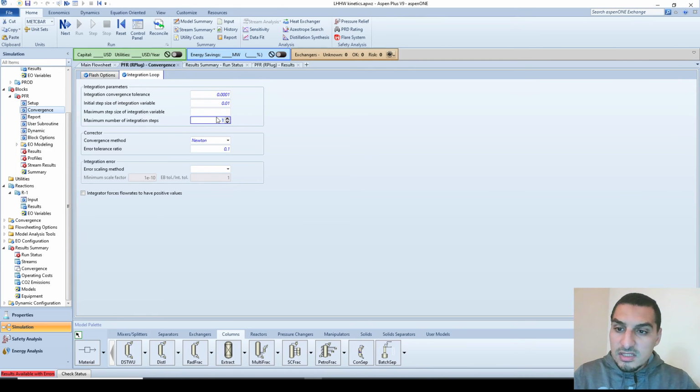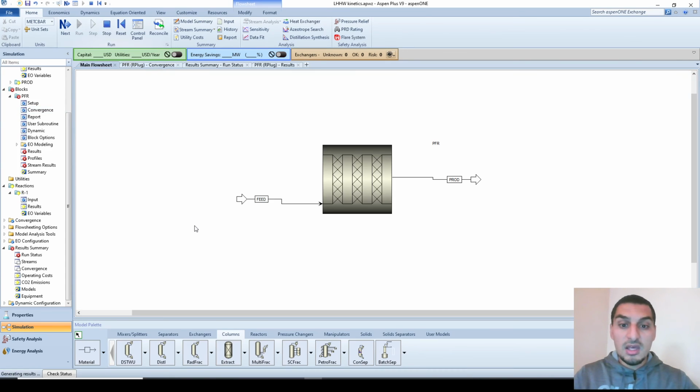This is the maximum number of integration steps. The default value is 1000, but I made it 1 just to make sure that the error will show up. When you make it 1000, you're letting the software do 1000 integrations, which makes the possibility of solving the block very high. And as you saw, it just solved it in no time. So again, this is something that has to do with distributed parameter systems.